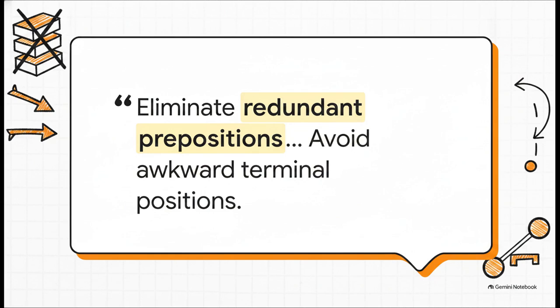First, clean up those extraneous words. Eliminate redundant prepositions. Change off of to simply off, or beside of to just beside. Second, avoid awkward terminal positions. You always want to rephrase sentences so they don't end on a dangling preposition. Instead of writing, he is the person I gave this to, revise it to I gave this to him.